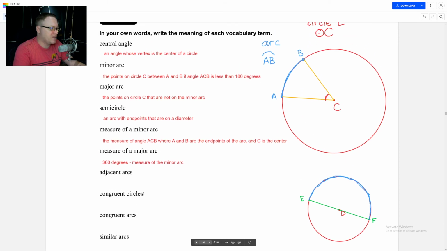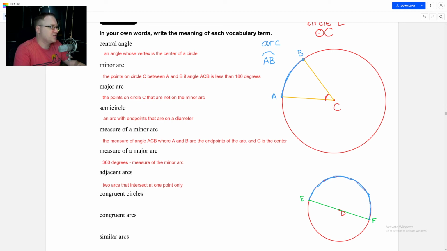Next, just a couple more things. Adjacent arcs. What are adjacent arcs? Adjacent arcs are two arcs that intersect at one point only. So if two arcs intersect at one point only, then they are called adjacent arcs.